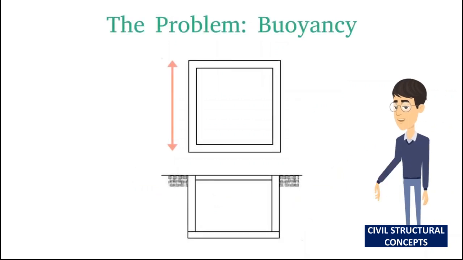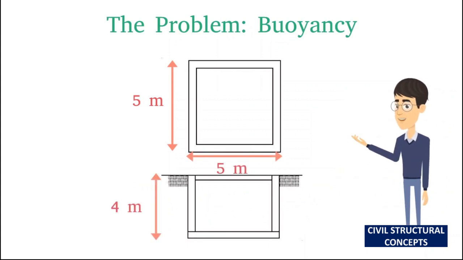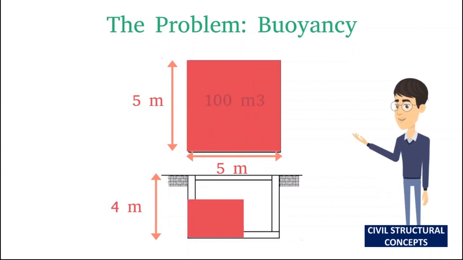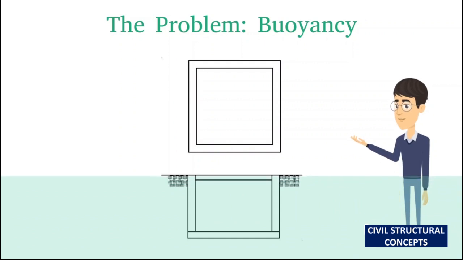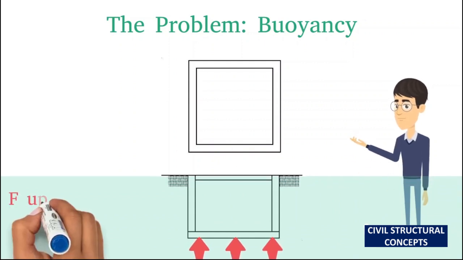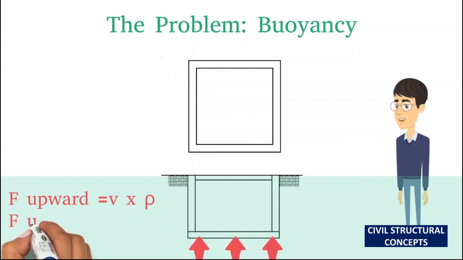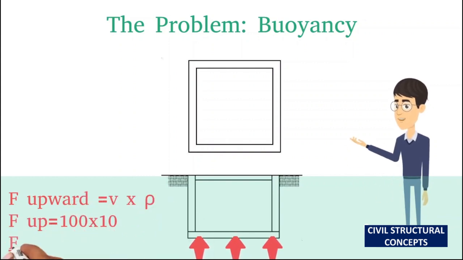Imagine an underground concrete tank. It is 5 meters long, 5 meters wide, and 4 meters deep. The total volume of this tank is 100 cubic meters. If groundwater reaches the surface, the upward buoyant force equals the volume multiplied by the density of water. 100 multiplied by 10 kilonewtons per cubic meter gives us an uplift force of 1000 kilonewtons.